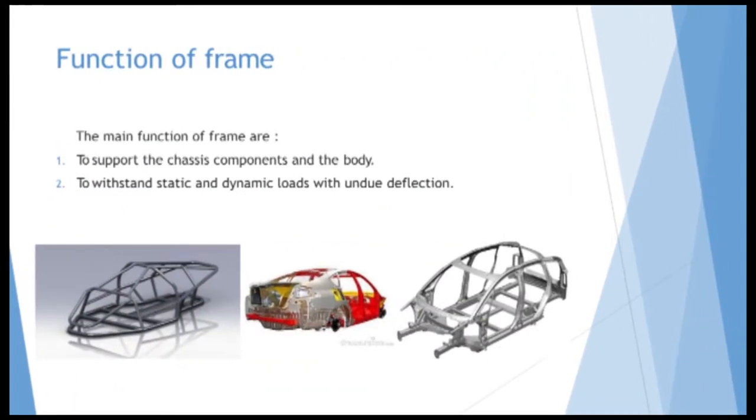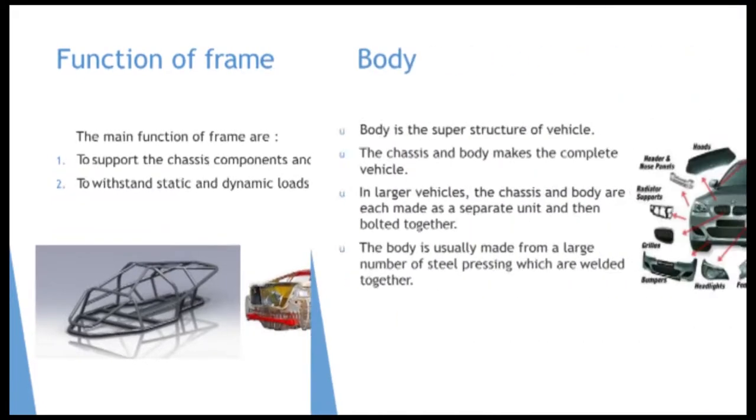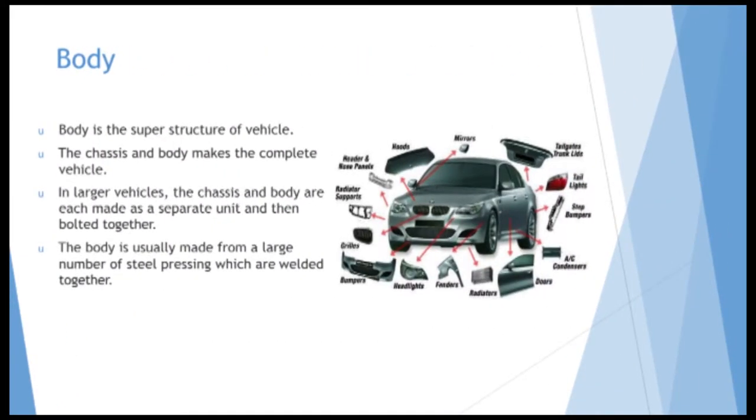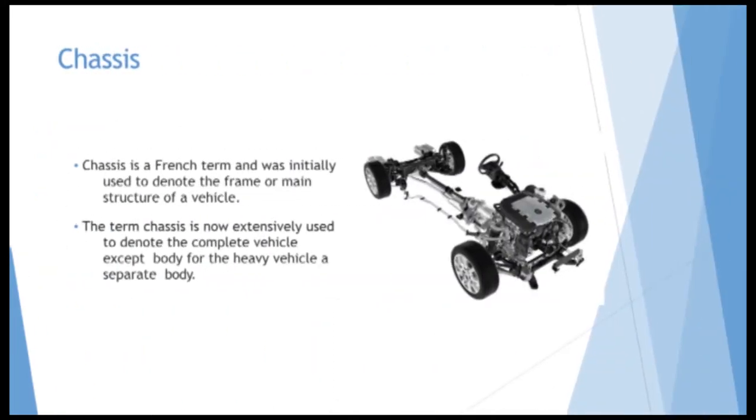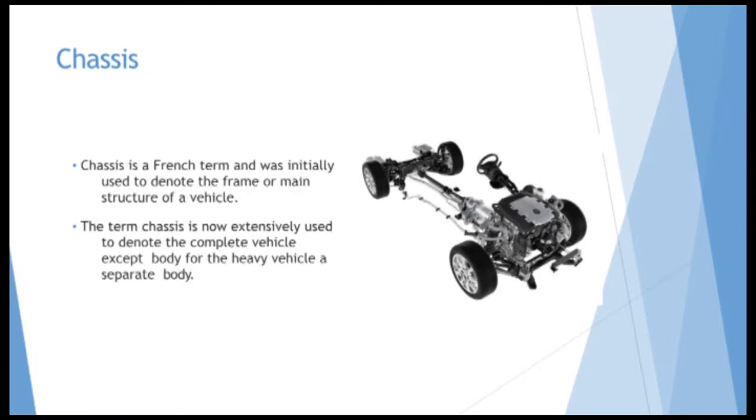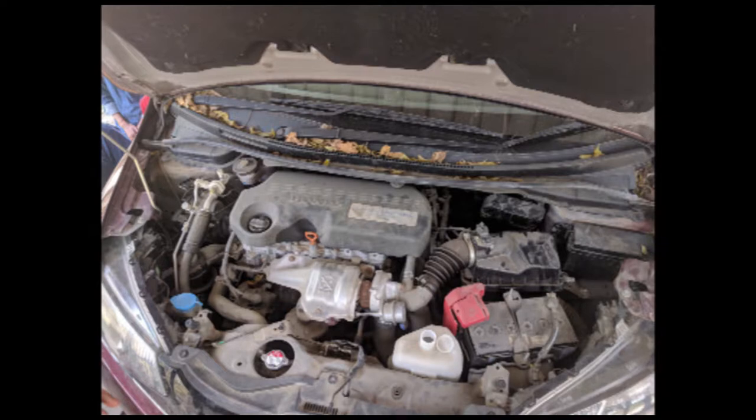There are various functions of the frame. Body is made up of a large number of steel pressings which are welded together. Chassis is a vehicle frame on which various parts are mounted. Bonnet. It is a hinged cover over the engine.